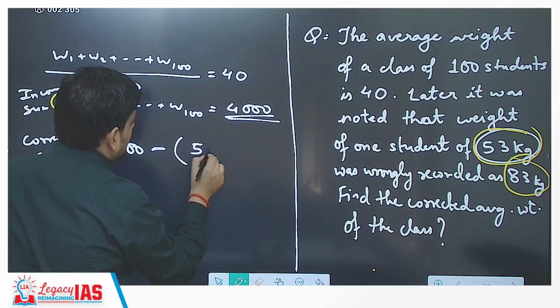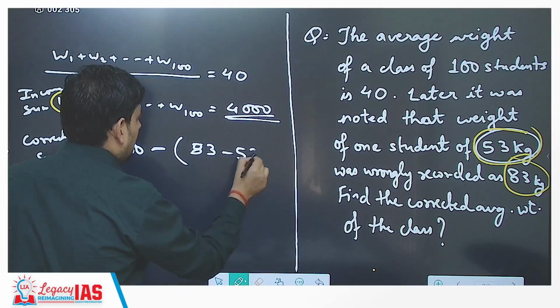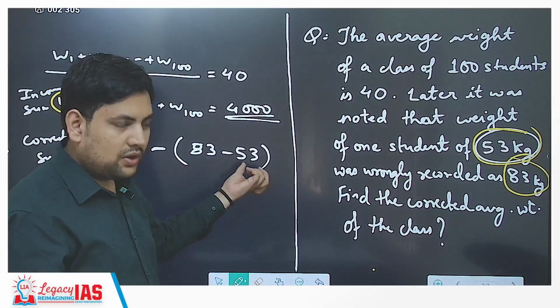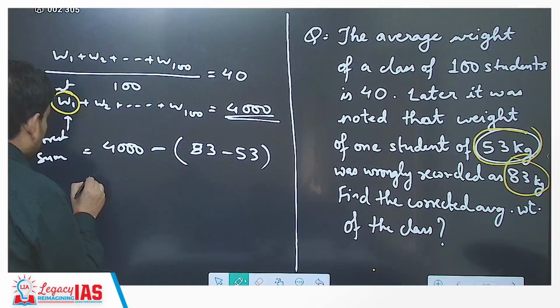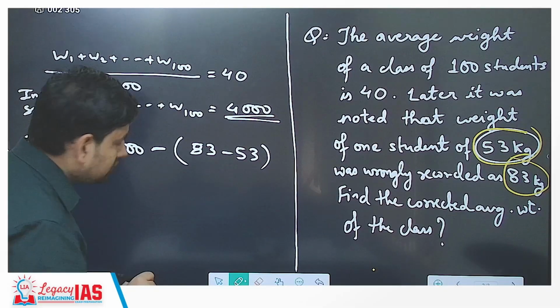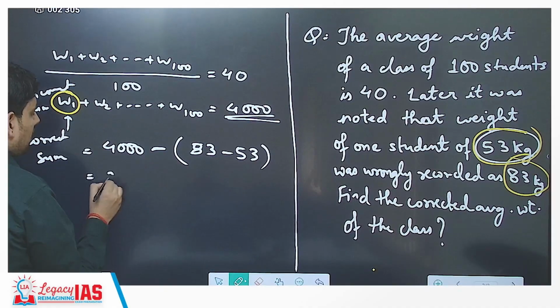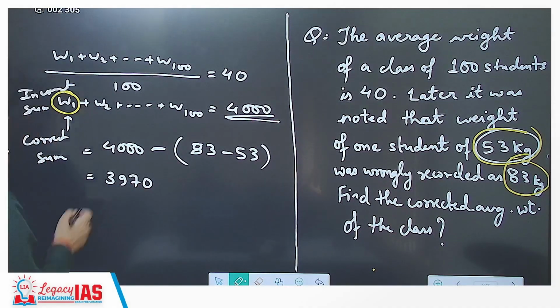His weight was this, that is wrongly recorded as 83, was actually 53. So you subtract this, and what you get? You get 4000 minus this, that is 30, so you get 3970. Now if I have to find the average, now this is the corrected sum.